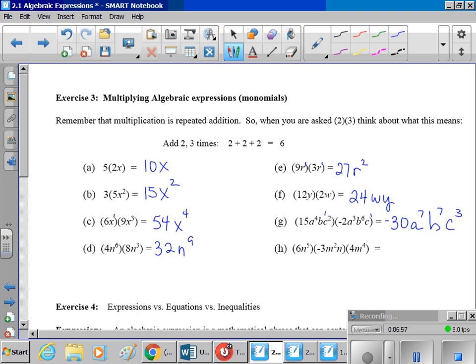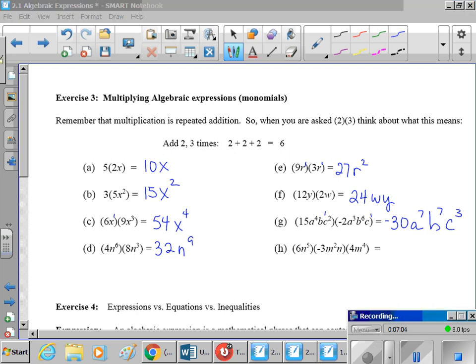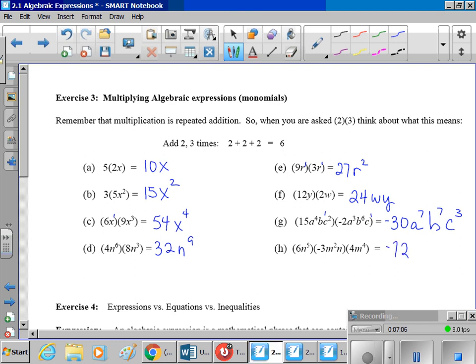And H, 6 times negative 3 is negative 18, and negative 18 times 4, negative 72. M, we're going to put in alphabetical order again. So M to the sixth, N to the sixth. All right, so hopefully this is not new to you, nor is it too scary. So we are going to move on to exercise 4.